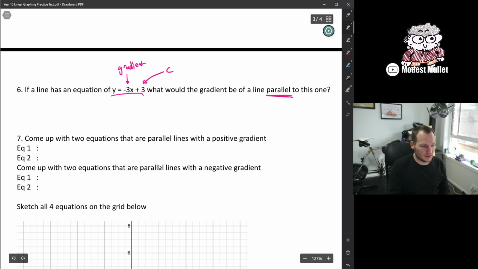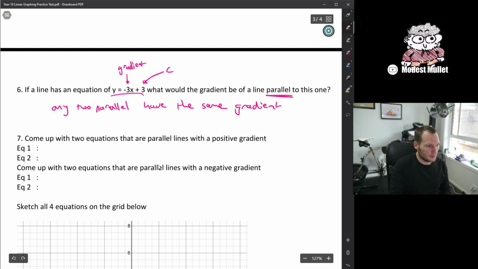What's special about parallel lines? Any two parallel lines have the same gradient. So if there's a line parallel to this, it must have the same gradient. Now, the gradient number in that equation is -3. So what's the gradient of the line going to be parallel to this? It's m for gradient is going to be equal to -3 for any parallel line.